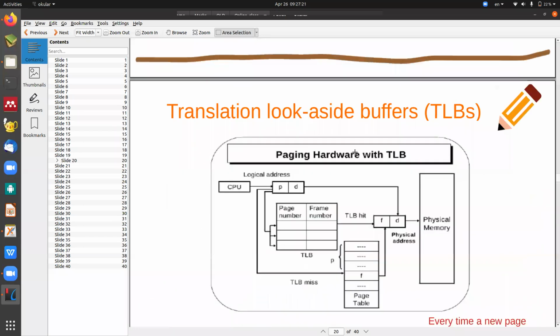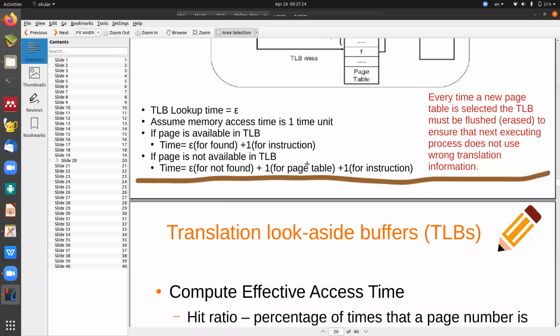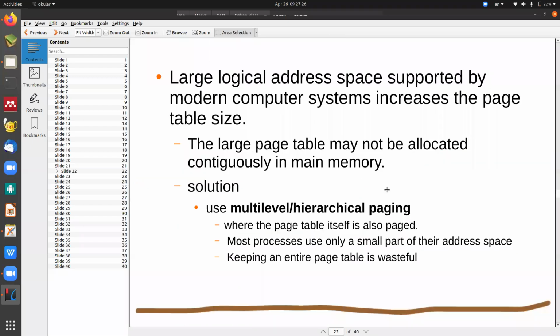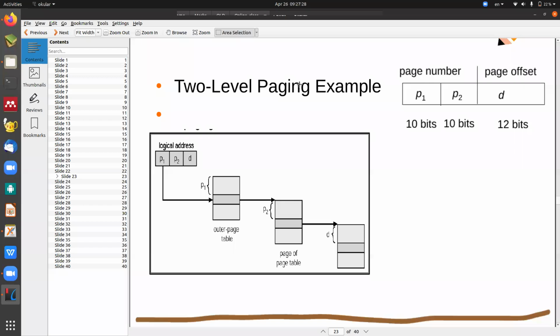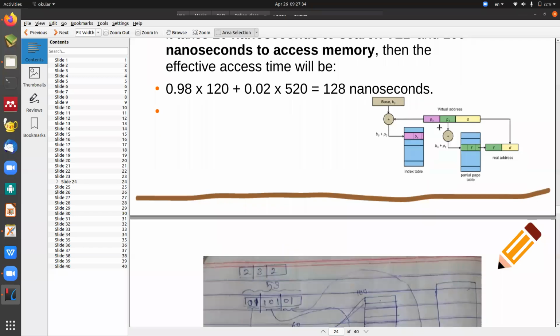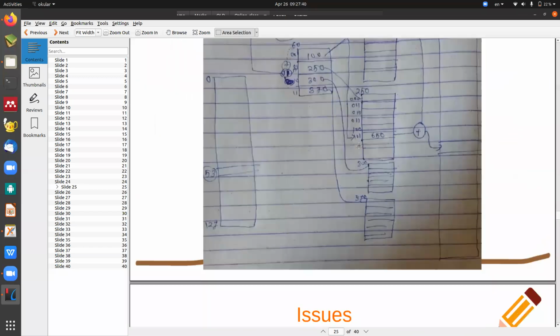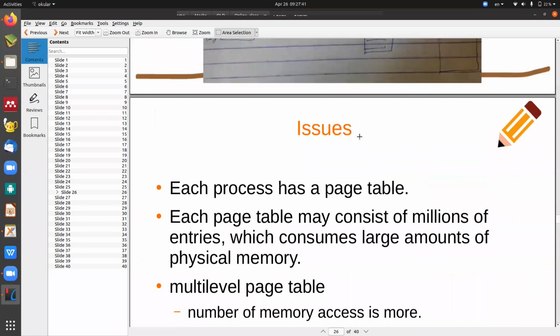Then the issues related to paging. Then you go for multi-level paging. We studied multi-level paging a bit more; there is not much here. But this diagram indicates how multi-level paging works. I drew this somehow, and I hope you can understand it.